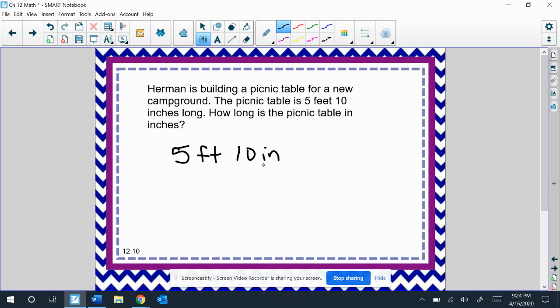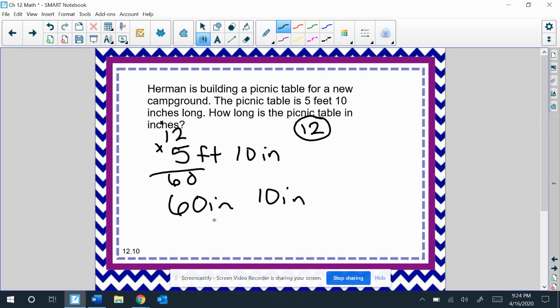Well, I know that inches and feet, there is 12, so I'm going to put 12 in the corner and circle it. I do not need to change my inches, that's already there, but I do need to change my feet. So I'm going to multiply 5 times 12. 5 times 2 is 10. 5 times 1 is 5. I have 60 inches, and then I have 10 inches. Well, the two numbers are both in the same unit, so I can now add them. 60 plus 10 is 70. My answer is 70 inches.